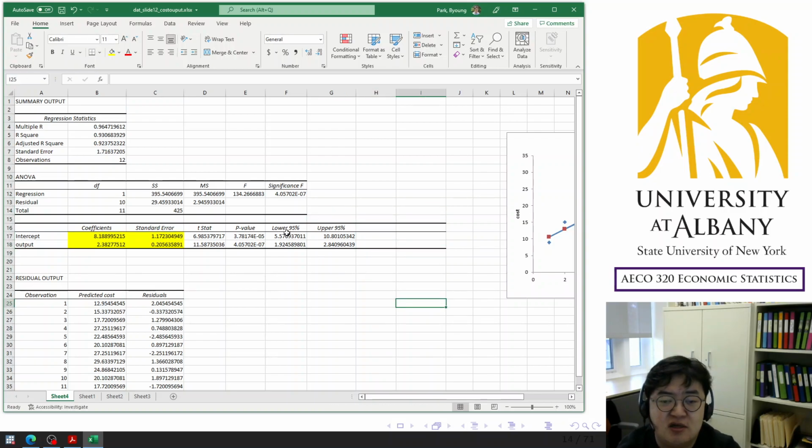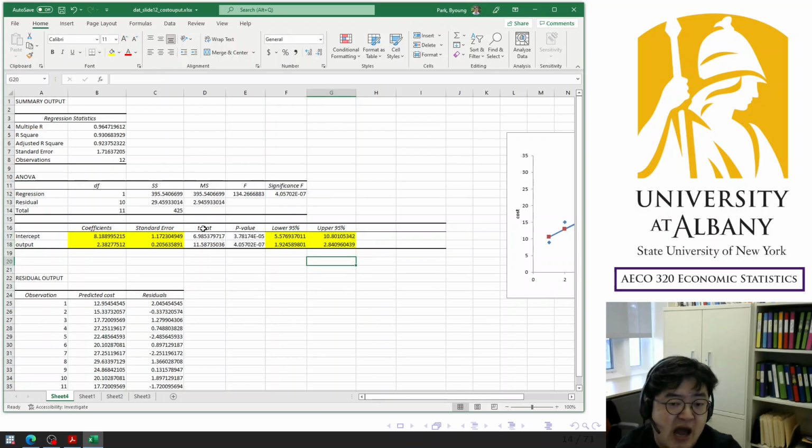This is lower 95% confidence limit, upper 95% confidence limit, and this is for beta 0, and this is for beta 1. So confidence intervals are calculated based on these two numbers. Point estimate plus minus z alpha over 2 times standard error. So we have everything. Alpha is given by 95%. So confidence intervals are given.